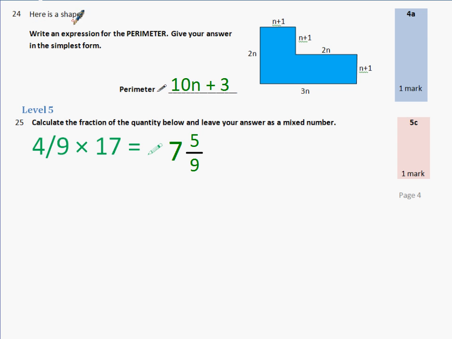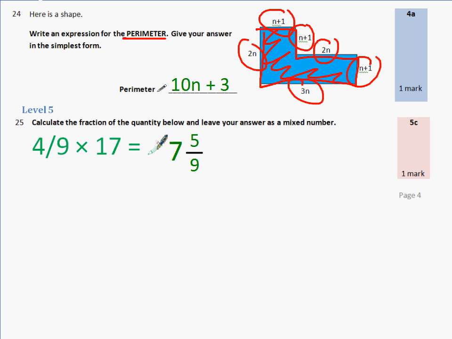Question 24. Here is a shape. Here it is. Write an expression for the perimeter, which is the distance around the outside. So that means we need to add up all the dimensions, all the side lengths. n plus 1. Where's that from? That's from right here. Then another add n plus 1, which comes from this one here.